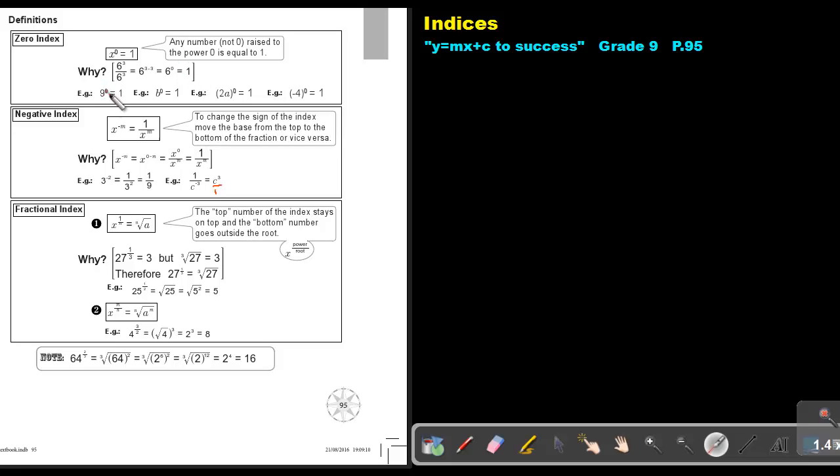So 9 to the power of 0 is equal to 1. b to the power of 0 is 1. If I put in brackets 2a to the power of 0, that's 1. Negative 4 to the power of 0, that's 1.